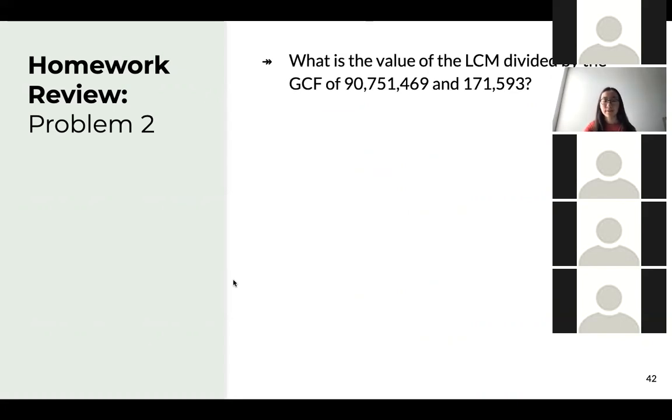What is the value of the least common multiple divided by the greatest common factor of 90,751,469 and 171,593? So again, you can put your answers in the chat.